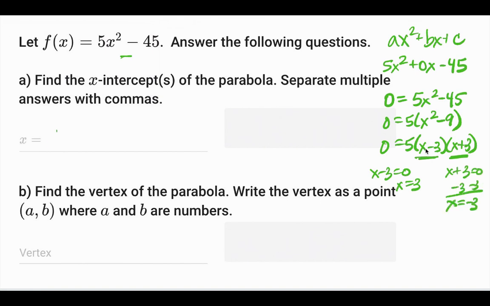So my two x-intercepts are, and in this case, you'll notice it doesn't say ordered pairs, and it just has this x equals already here. So you just have to write negative 3 comma 3. Those are the x-intercepts. That's where it crosses the x-axis.